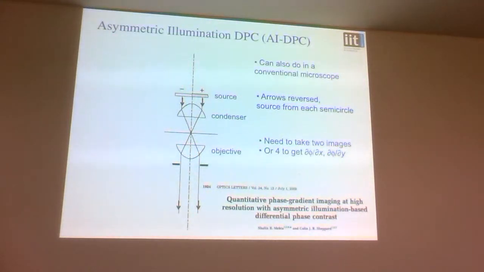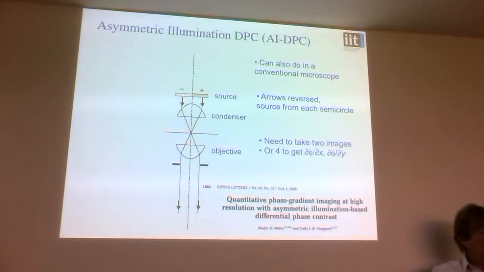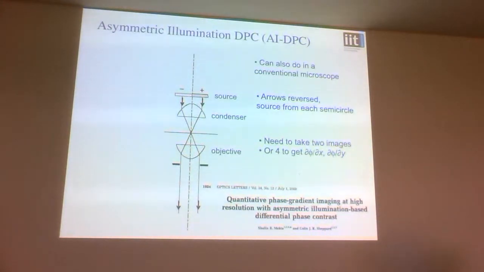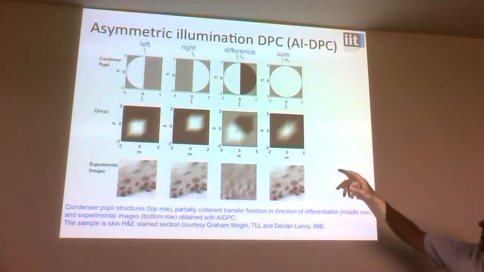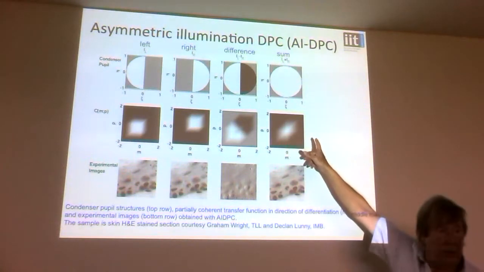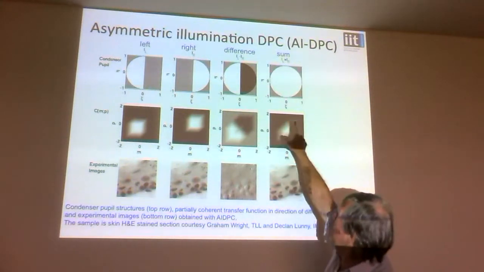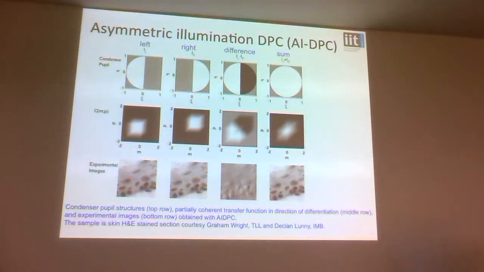He called it AI-DPC, asymmetric illumination DPC. So you need to take two images for each half of the detector, or if you want to get the phase gradient d/dx and d/dy, you need to take 4 images with the 4 quadrants. So that's the sort of thing he was doing. So you see, these are experimental images, these are the transfer functions, and these are the different ones. This is just for 2 semicircles, but this is the difference, this is the sum of the two. The sum, of course, is the same as if you had a full circle.